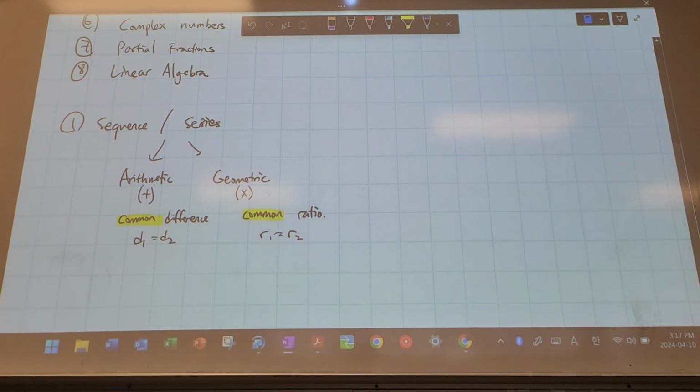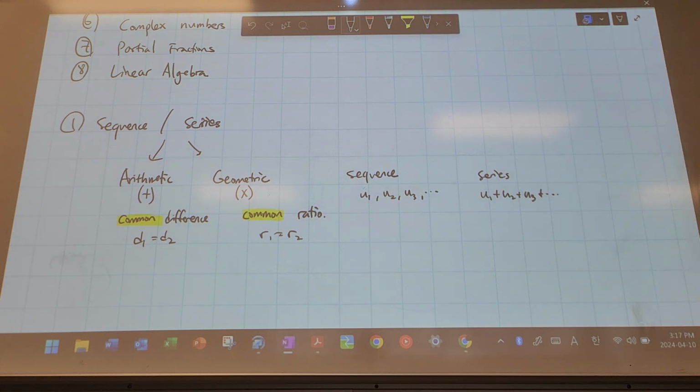Also, maybe you should talk about that a sequence is when you have just the terms like u1, comma u2, comma u3, comma dot dot dot, whereas a series is u1 plus u2 plus u3 plus dot dot dot. So when you add the terms, it's a series. Or we can also say that the series is the sum of the first 4 terms of the sequence. That is another way to say the series.